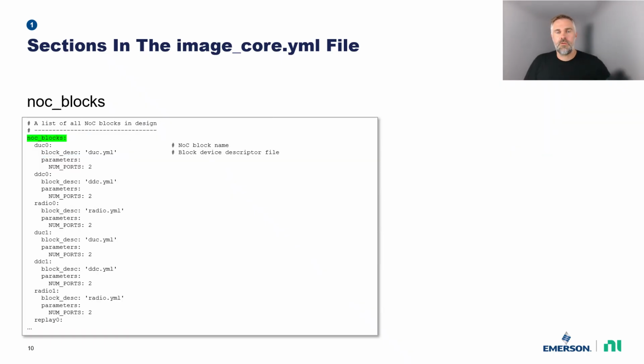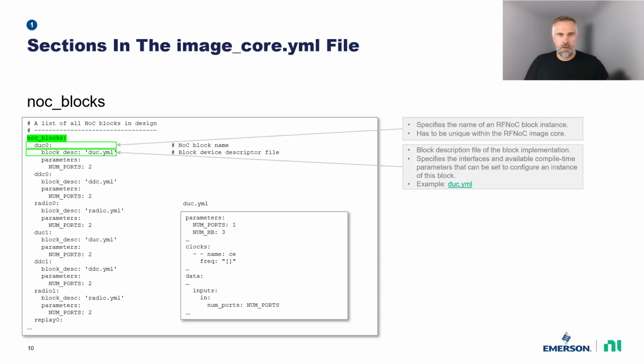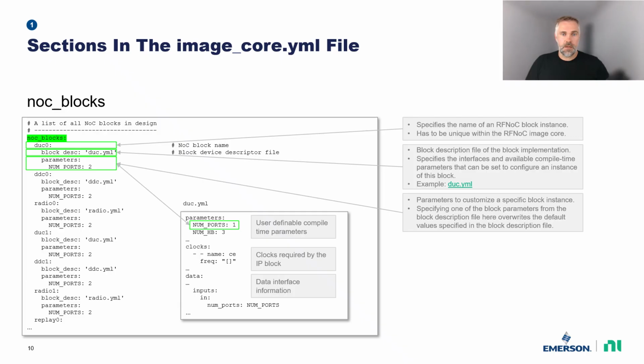In the NoC block section, we instantiate all the NoC blocks that shall be part of our design. So for standard bitfiles, these are DUC, DDC, and the replay block typically. Each NoC block instance needs to be assigned a unique name. The NoC block interface is captured in a block description file that needs to be referenced here. This block description file defines user modifiable compile time configuration parameters and the default values, required clock signals, and data input and output ports.